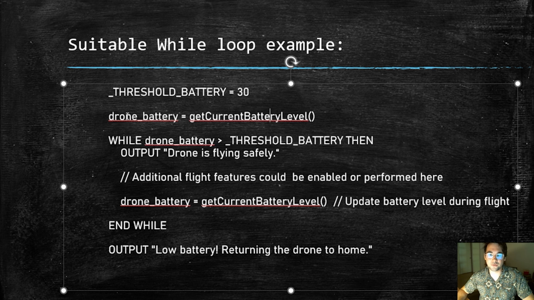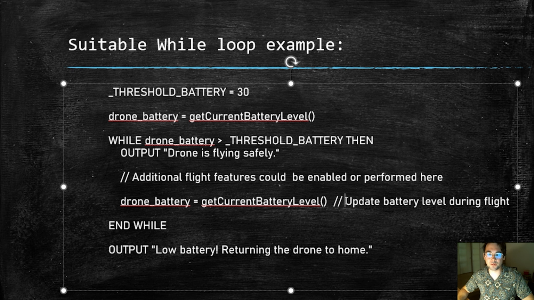We get the current battery level. So drone battery equals get current battery level. And we have a loop condition. While the drone battery is greater than that threshold battery, we continue to fly the drone. And all I do here is output drone is flying safely. But you can imagine in a real world example, there'll be a lot more complex stuff going on here.